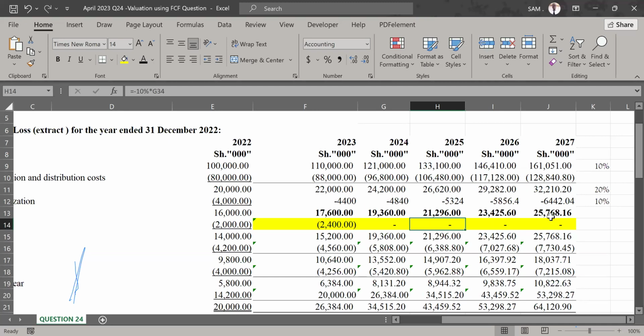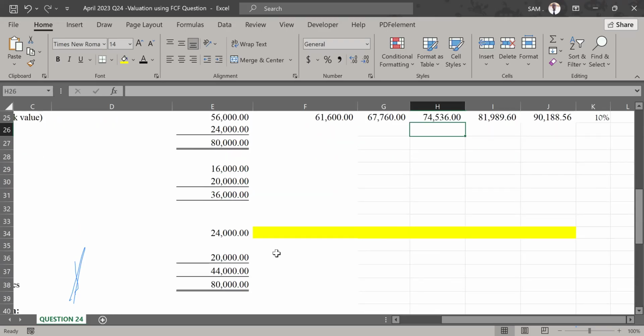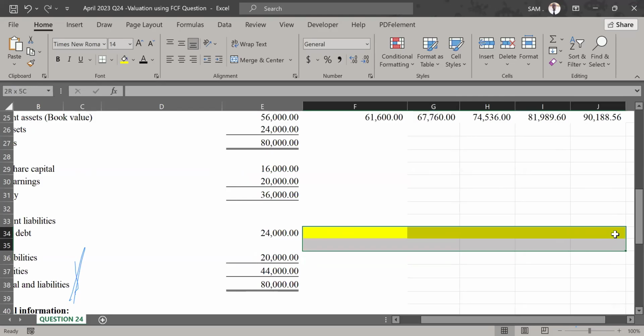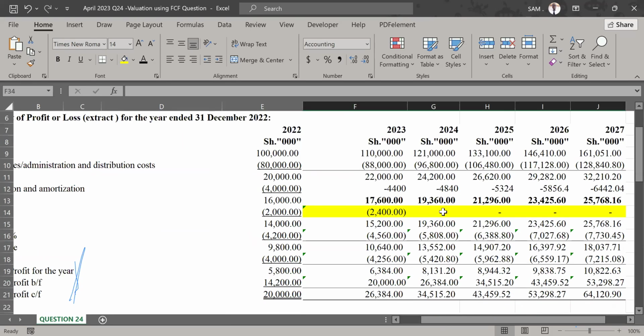And the reason why they're blank is because we still don't have the figures for long-term debt in 2023, 2024, 2025, all the way to 2027, right? So let us now see how we will get the values of the long-term debts up to the end, because it is until we have the values here that we will get the interest computations on them.